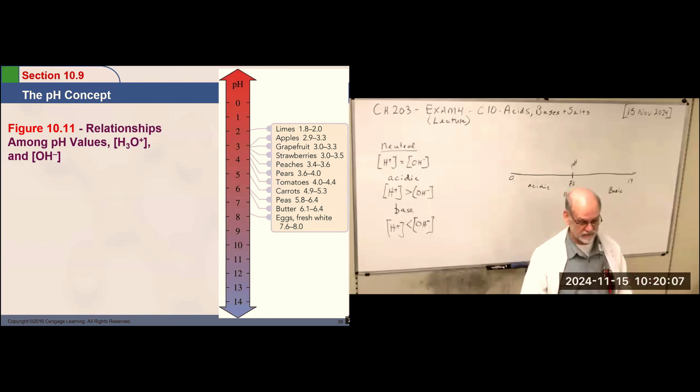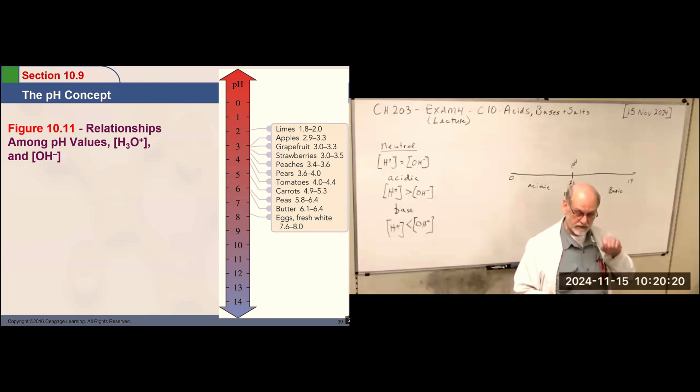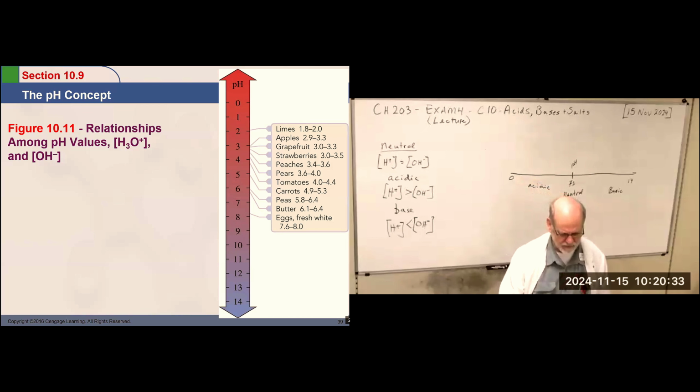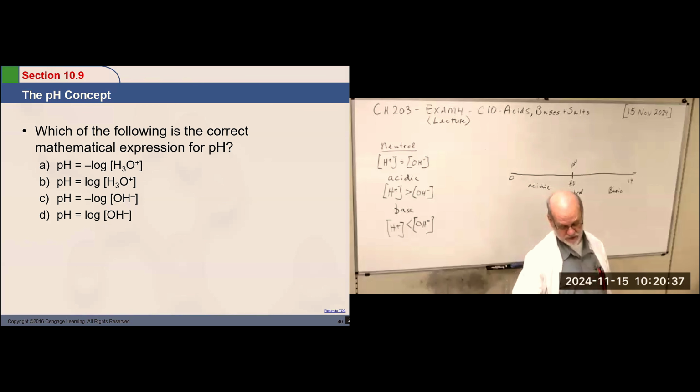7.35 to 7.45. Extremely narrow range. And if it gets above or below that, you don't feel so good. Now, if you're diabetic, you're likely to go acidic. They call it ketoacidosis, and there's a complex metabolism that's involved in there. We won't go into that. All right. So which of the following is the correct mathematical expression for pH?